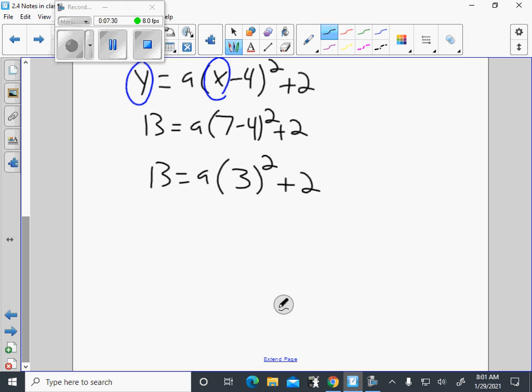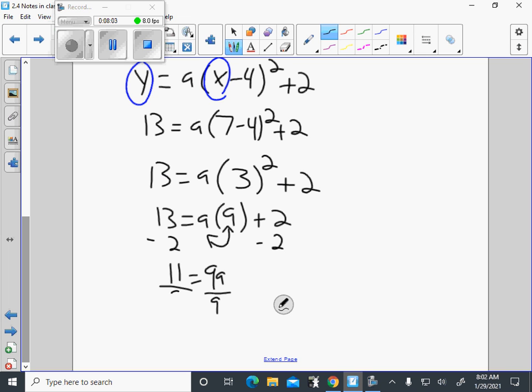Okay, remember we do PEMDAS, so parentheses, then exponents. So we have 13 equals a times 9, plus 2. I want to solve for a. So what do I have to do? If I have 9a plus 2, I'm going to subtract 2. So I'm left with 11 equals 9a. I just switched these two around. So now instead of a9, we have 9a. Then we're going to divide by 9 on both sides. And we're left with a equals 11 over 9.